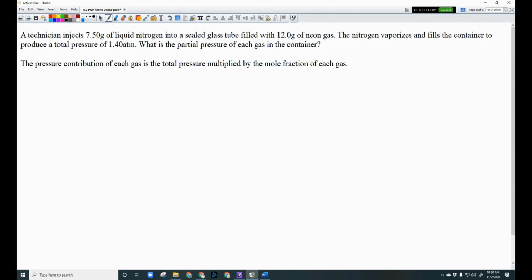So we have a problem that says a technician injects 7.50 grams of liquid nitrogen into a sealed glass tube filled with 12 grams of neon gas. The nitrogen vaporizes and fills the container for a total pressure of 1.4 atmospheres. What is the partial pressure of each gas? All right, so if we have 7.50 grams of liquid nitrogen, and here we have 12.0 grams of neon gas, and we have a total pressure of 1.40 atmospheres.